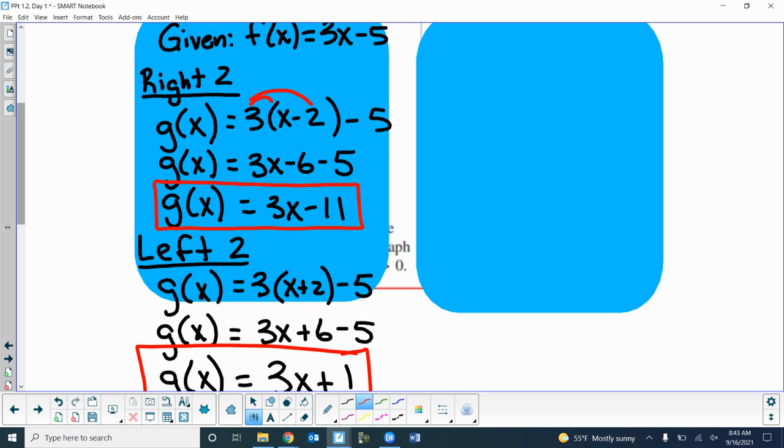Okay? So that stuff behind that blue box, and it's in your book, just means to do that.